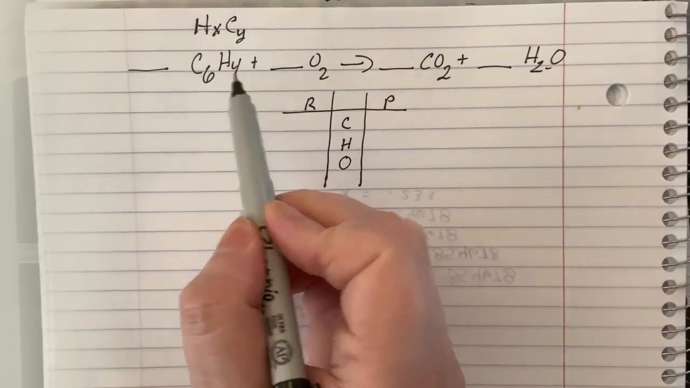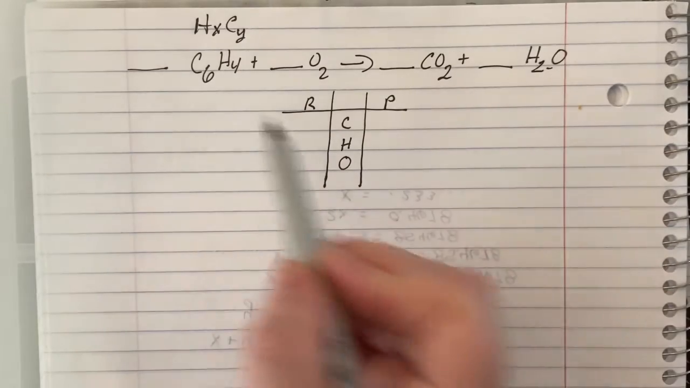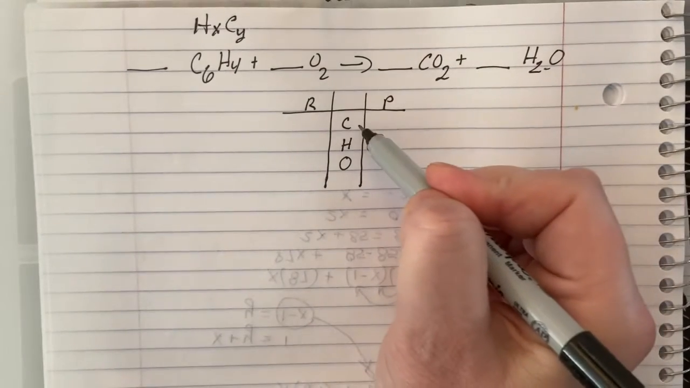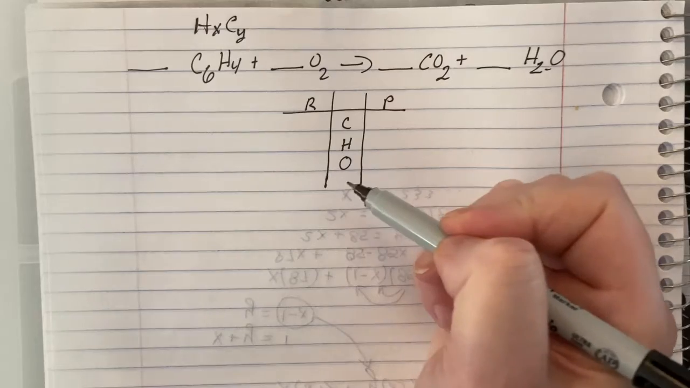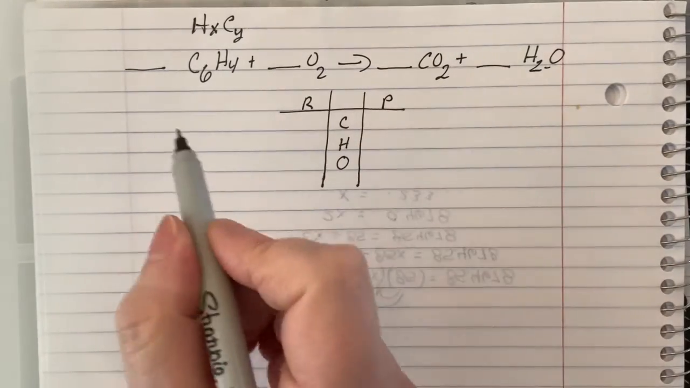So you know you have C's, H's, and O's. And we look through here, we only have C's, H's, and O's. Write it always C, H, and O because that's the order that you're going to balance in. We start with the carbons.